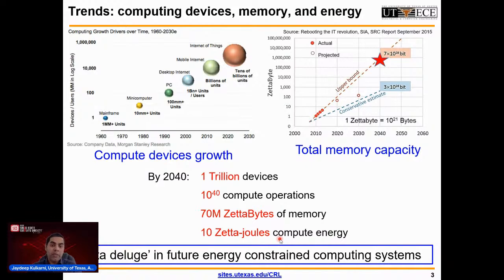So what is going to happen is there is going to be this data deluge, or data explosion, or humongous, abundant data in the future energy constrained computing system, because the energy that is available to us to perform this huge number of computations is still going to be limited. So we need to manage this data deluge in a very energy efficient way.